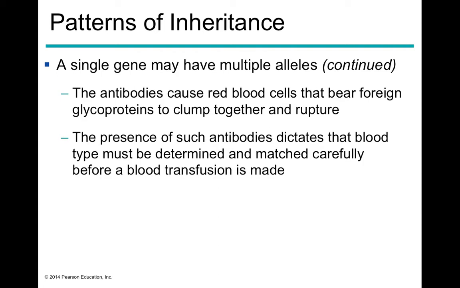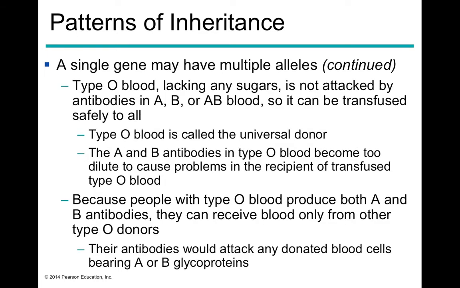Say that 10 times fast. You don't make any antibodies at all. There we go. So these antibodies can cause red blood cells to bind together and rupture. So if you have antibodies that match up with the antigens, right, the surface markers on the red blood cells, this can cause a coagulation reaction. And so you have to be very careful to match your blood type before blood transfusions are made.